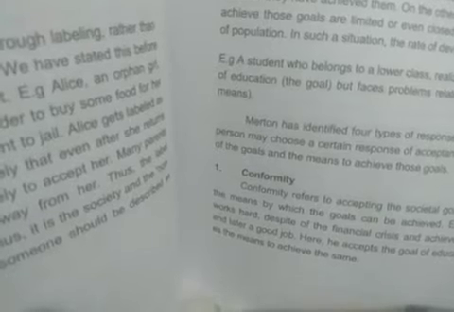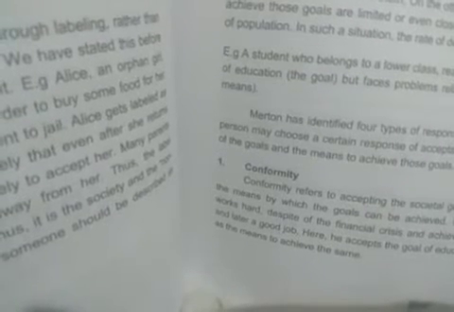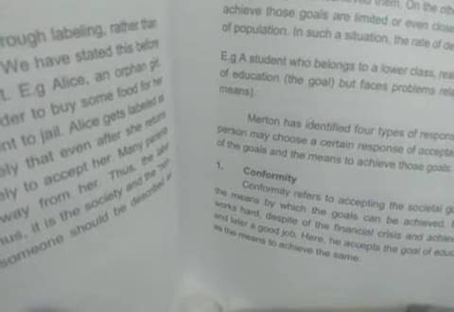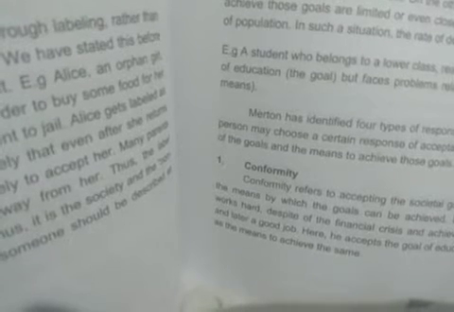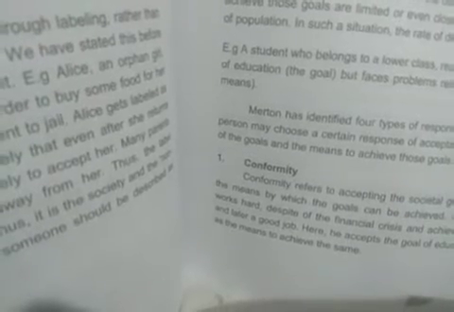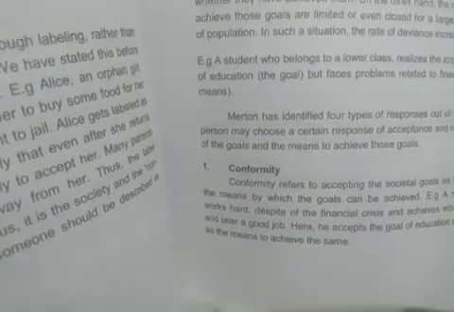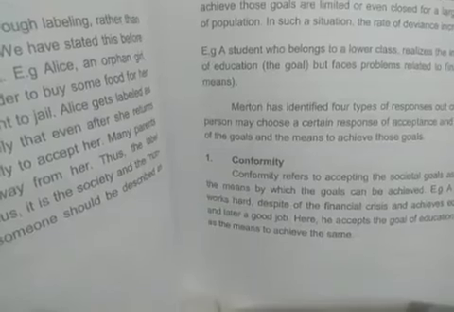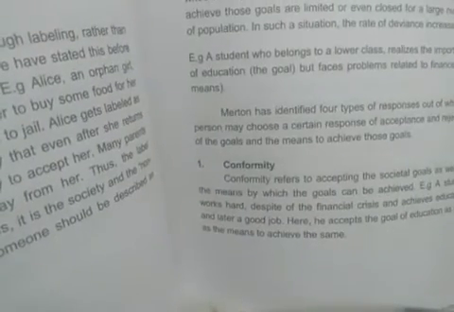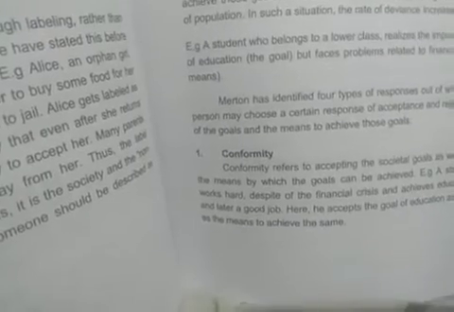3.4.2 Structural Strain Theory. According to Robert Merton, every society creates goals which are culturally valued, and all members are expected to achieve those goals by legitimate means. He further states that these goals do not have limits, that is, people are unsure whether they have achieved them. On the other hand, the means to achieve those goals are limited or even closed for a large number of the population. In such a situation, the rate of deviance increases.